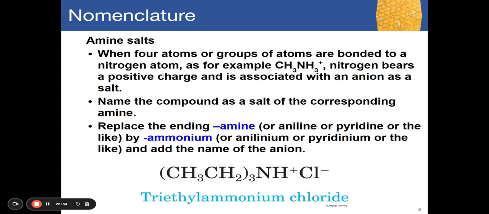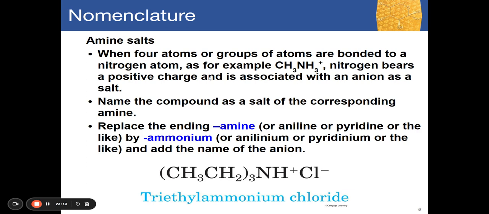Now we have amine salts. So what are these? When four atoms or groups of atoms are bonded to a nitrogen, as for example CH3NH3 with a plus sign above, nitrogen bears a positive charge and is associated with an anion as a salt. But remember, to be considered a salt, it should contain both positive and negative charge. That's why when you mix a strong acid and a strong base, it always results in a salt.